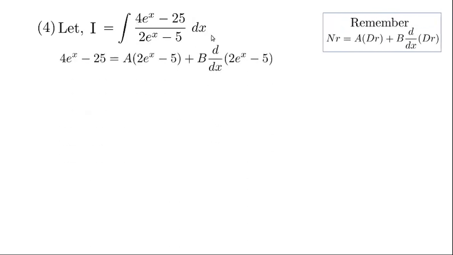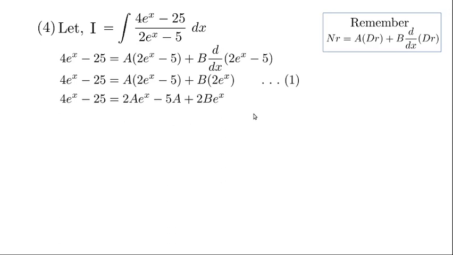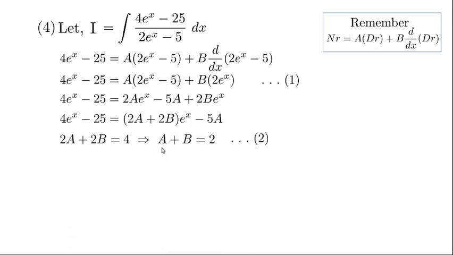So 4 e raised to x minus 25 equal to a times 2 e raised to x minus 5 plus b times the derivative of denominator. Derivative of denominator is just 2 e raised to x. And now open the bracket and collect the terms containing e raised to x. So that gives 2a plus 2b equal to 4. Therefore, a plus b equal to 2, we'll call it equation 2.